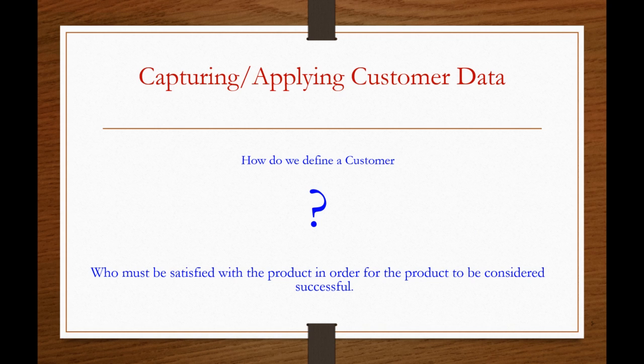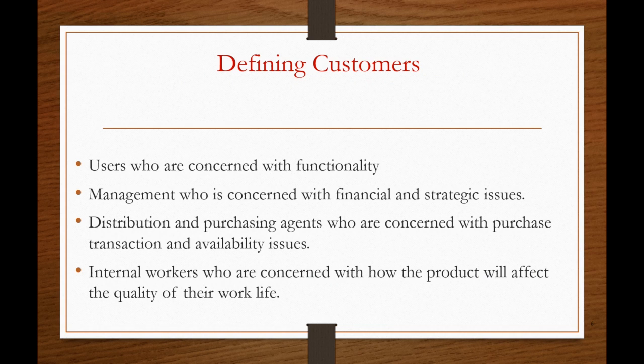How do we define a customer? A customer is the one who must be satisfied with the product in order for the product to be considered successful. For defining the customers: the users, who are concerned with the functionality; management, who is concerned with the financial and strategic issues; distribution and purchasing agents, who are concerned with the purchase transaction and availability issues; and internal workers, who are concerned with how the product will affect the quality of their work life.